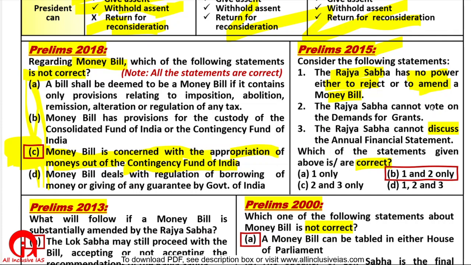Rajya Sabha cannot vote on demand for grant. Yes, that is absolutely correct. Rajya Sabha cannot vote on this. Third sentence is Rajya Sabha cannot discuss the budget. Rajya Sabha can discuss. See, about the budget, annual financial statement is the budget. Rajya Sabha can discuss the budget, but it cannot vote on it, right? So statements 1 and 2 are correct.